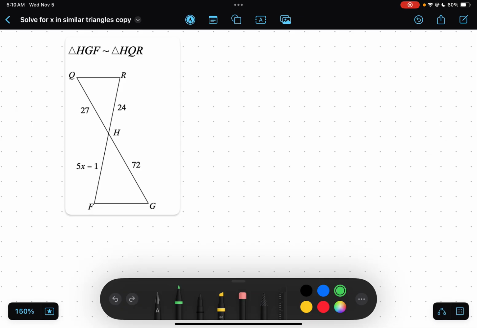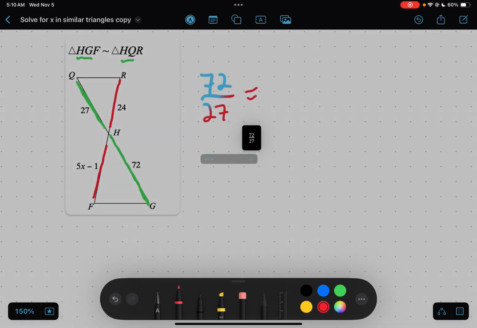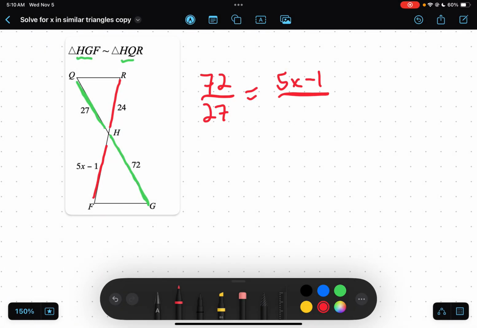Okay, so let's look at this now. So HG lines up to HQ. So HG and HQ line up. So this time it's kind of flipped around. And then FH will line up to HR. So let's set up our ratio. I can say 72 to 27 is equivalent to 5x minus 1 to 24.